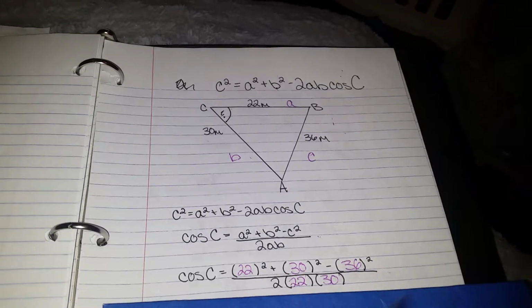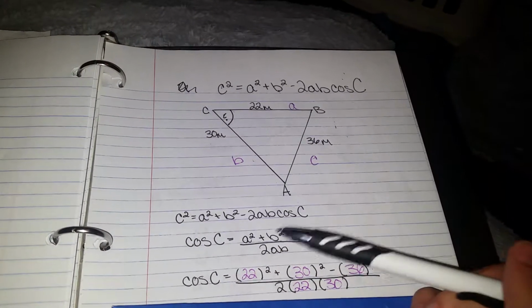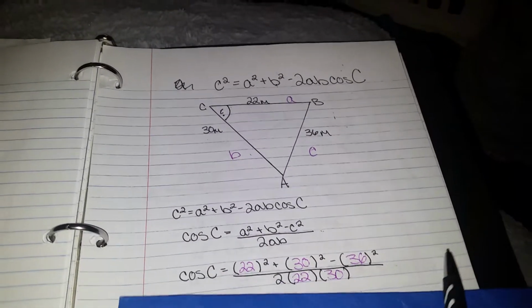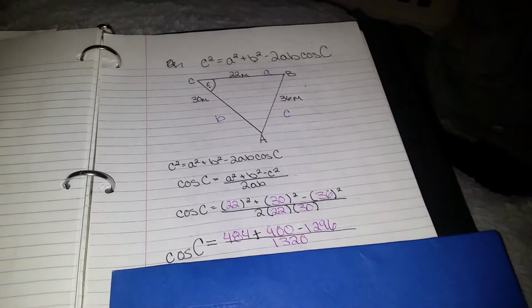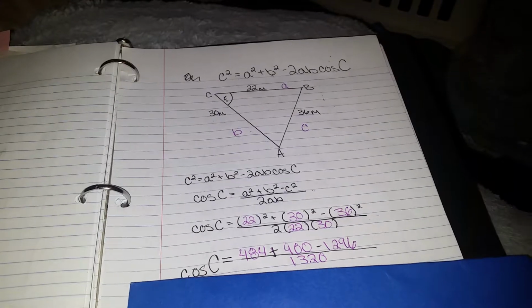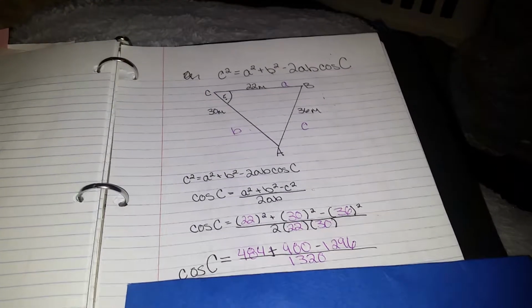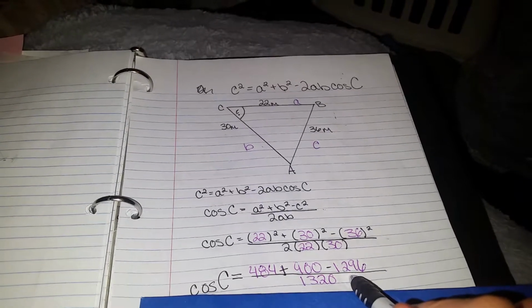Then we are going to plug in our numbers. So we know that our little a is 22. Y'all can read. It's highlighted and everything. Y'all understand. Okay. And then we are going to do some math. 22 squared is 484. 30 squared is 900. And then 36 squared is 1,296.